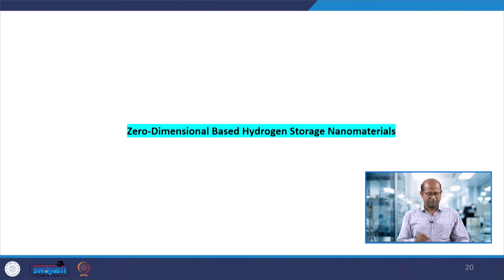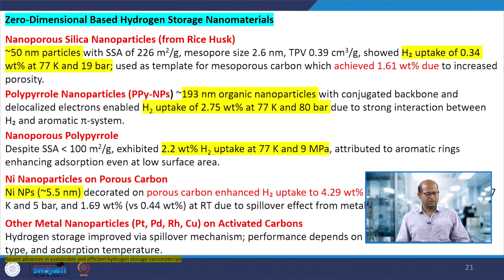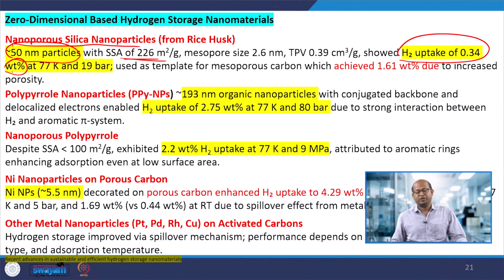here first we will discuss zero dimensional based hydrogen storage materials. Here you can see, if we talk about nanoporous silica nanomaterials made from rice husk, the particle size may be approximately 50 nanometers, and this type of material has a surface area of 226 meters squared per gram, and can uptake 0.348% of hydrogen at low temperature, that is 77 Kelvin and 19 bar pressure. Here temperature is exceptionally low, 77 Kelvin and 19 bar.